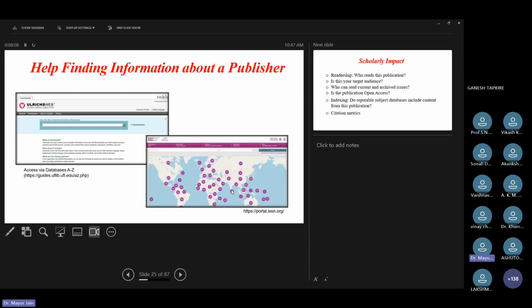So this is again very important: what is the outreach of that particular publisher, and based on that you try to find out the journal which you are actually looking for your publication. That is one thing you can also find out through different portals, like the ISSN portal, and that way you can also get the best selected journal for your study, right, for your publication.